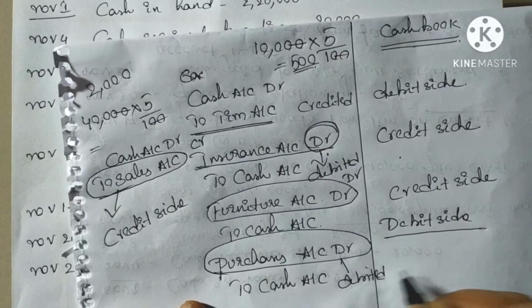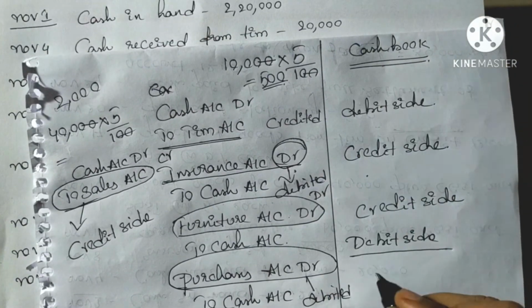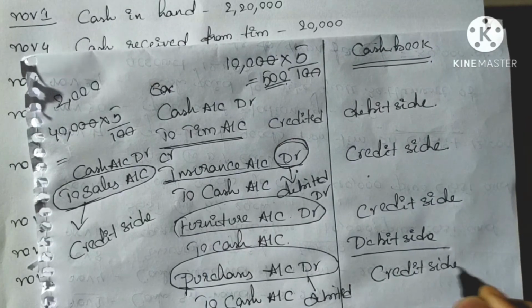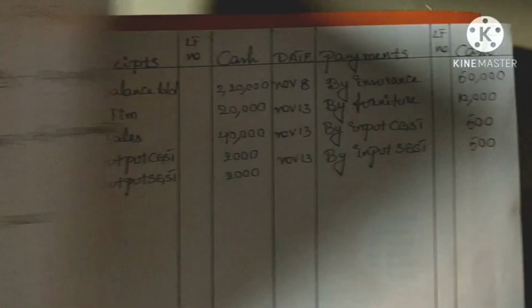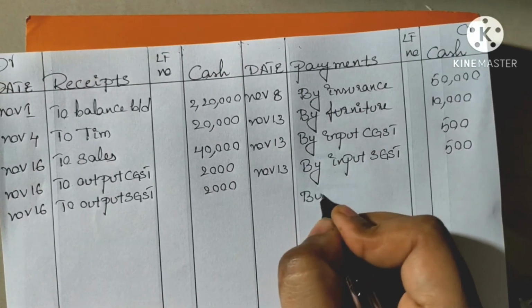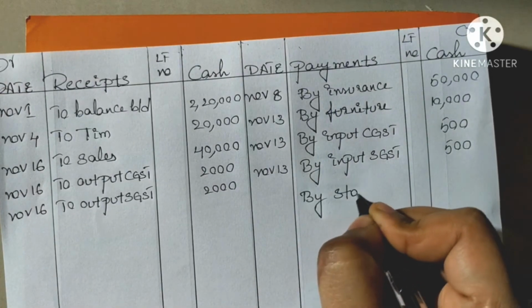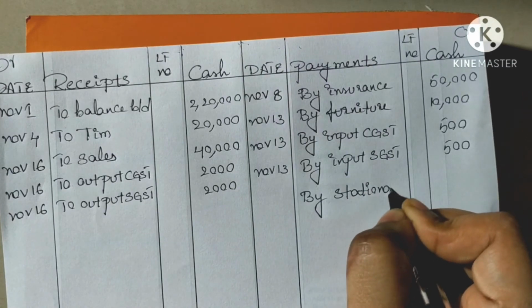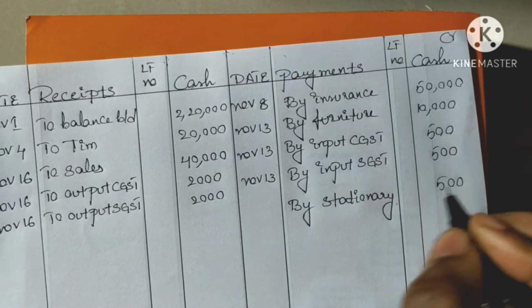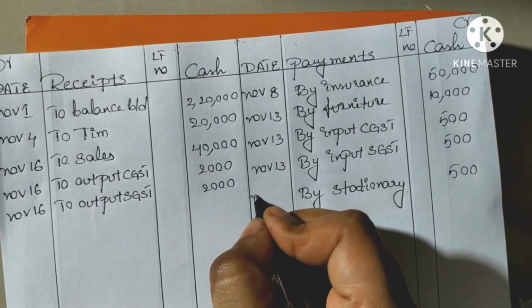In the cash book, we will mention it on the credit side by mentioning "By stationery." The amount is 500 and the date is November 20th.